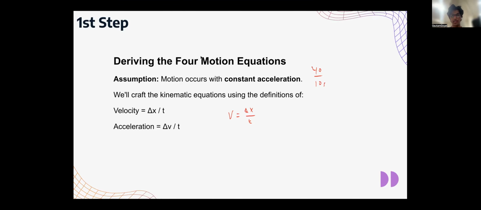Does this make sense? Yes. If a car goes 40 meters in 10 seconds, that means the average is 4 meters per second, right? Let's say a car starts at 10 meters and goes to 50 meters, right? The change in distance is 40, right? A 40 goes here, and if it's doing that over 10 seconds, that means it's averaging a velocity of 4 meters per second. Good? We know that?